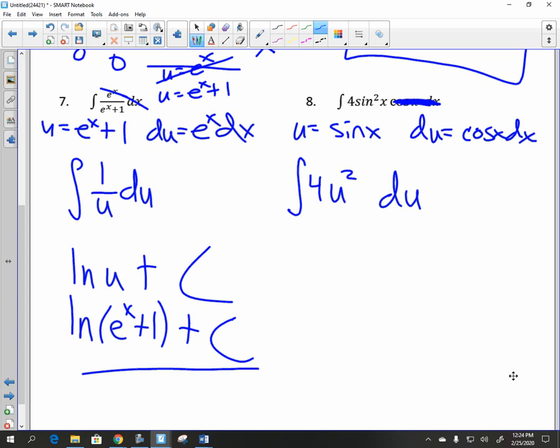Shania brought up a good point. She's like, well, wouldn't we have to multiply both by 4? You could, or you could just write it like that. Either way, it's no big deal. We can take care of it. What's the answer of 4u squared over 3? So 4 sine cubed over 3 plus constant.